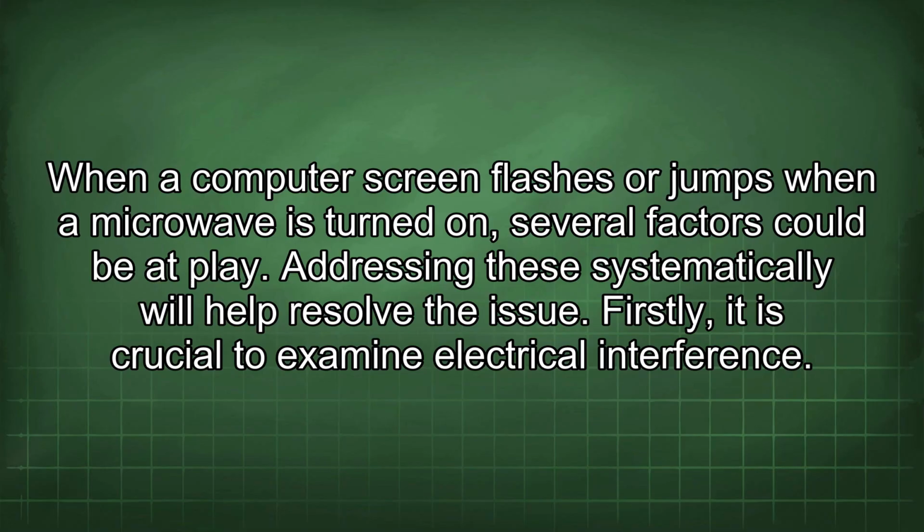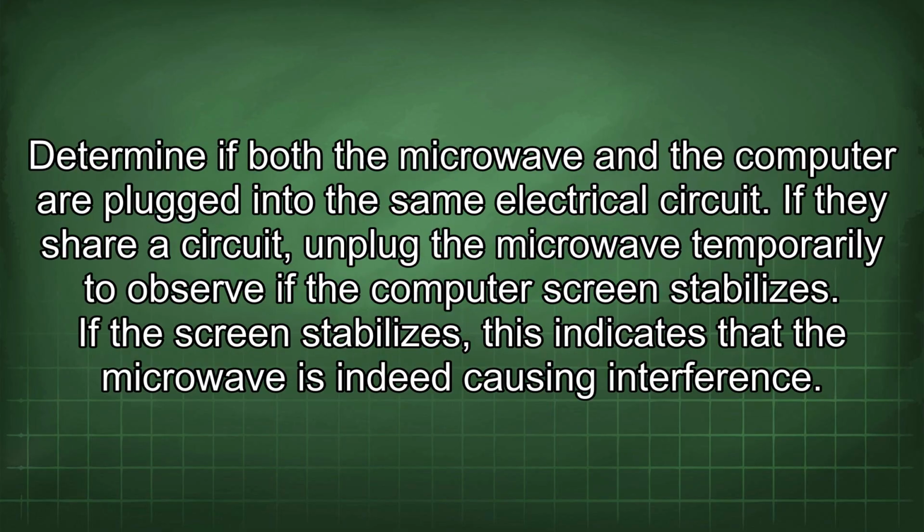When a computer screen flashes or jumps when a microwave is turned on, several factors could be at play. Addressing these systematically will help resolve the issue. Firstly, it is crucial to examine electrical interference. Determine if both the microwave and the computer are plugged into the same electrical circuit. If they share a circuit, unplug the microwave temporarily to observe if the computer screen stabilizes. If the screen stabilizes, this indicates that the microwave is indeed causing interference.